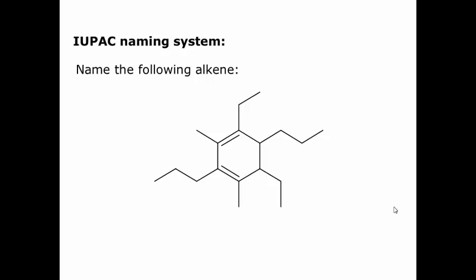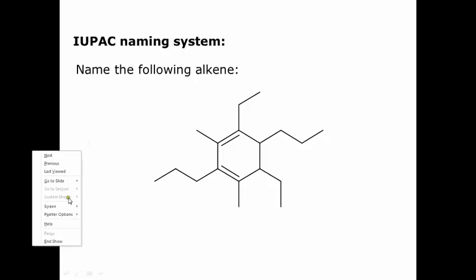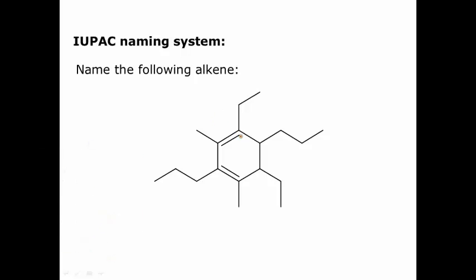Okay, how on earth are we going to name this? The idea here is to start with the double bonds. Give priority to those double bonds. So the question is, do I go clockwise? In which case, if I go clockwise, this will be the best way. I'm trying to give my double bonds the lowest possible number.